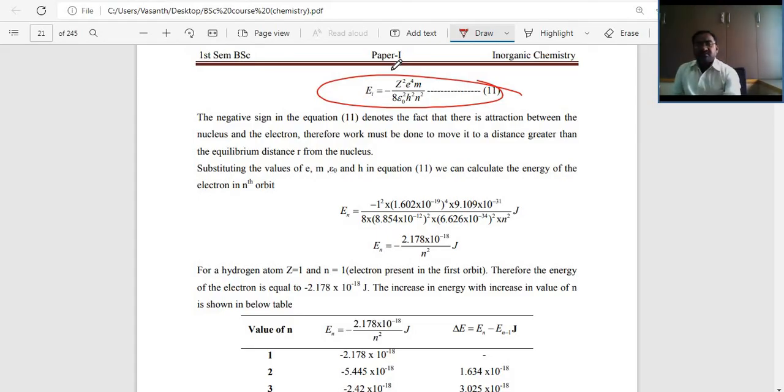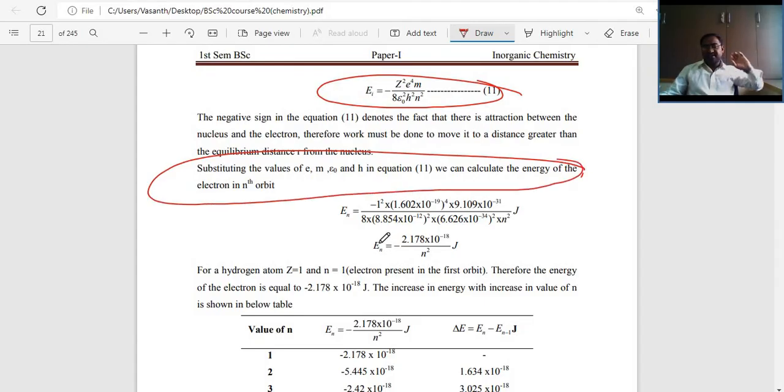The Z value is 1. Charge of electron is 1.602 into 10 to the power of minus 19. The mass of electron is 9.1 into 10 to the power of minus 31. And epsilon naught is a constant. Finally, what we are getting is that the energy of the nth orbit is represented by En is equal to minus 2.178 into 10 to the power of minus 18 by n square Joule.